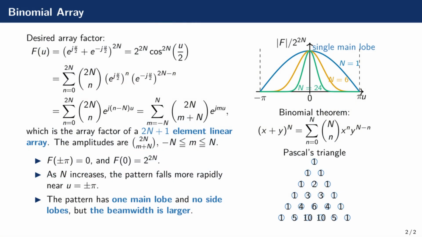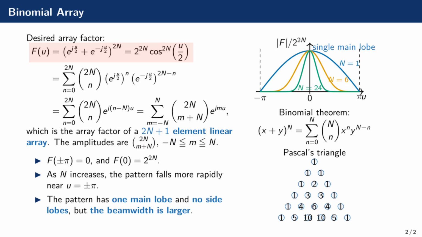Next, I would like to explain a binomial array as another array synthesis method. For the beam pattern, suppose that the array factor has the following form. F of u equals exponential ju over 2 plus exponential minus ju over 2, all raised to the power 2n. Using Euler's formula, the term inside the parentheses becomes 2 cosine u over 2.